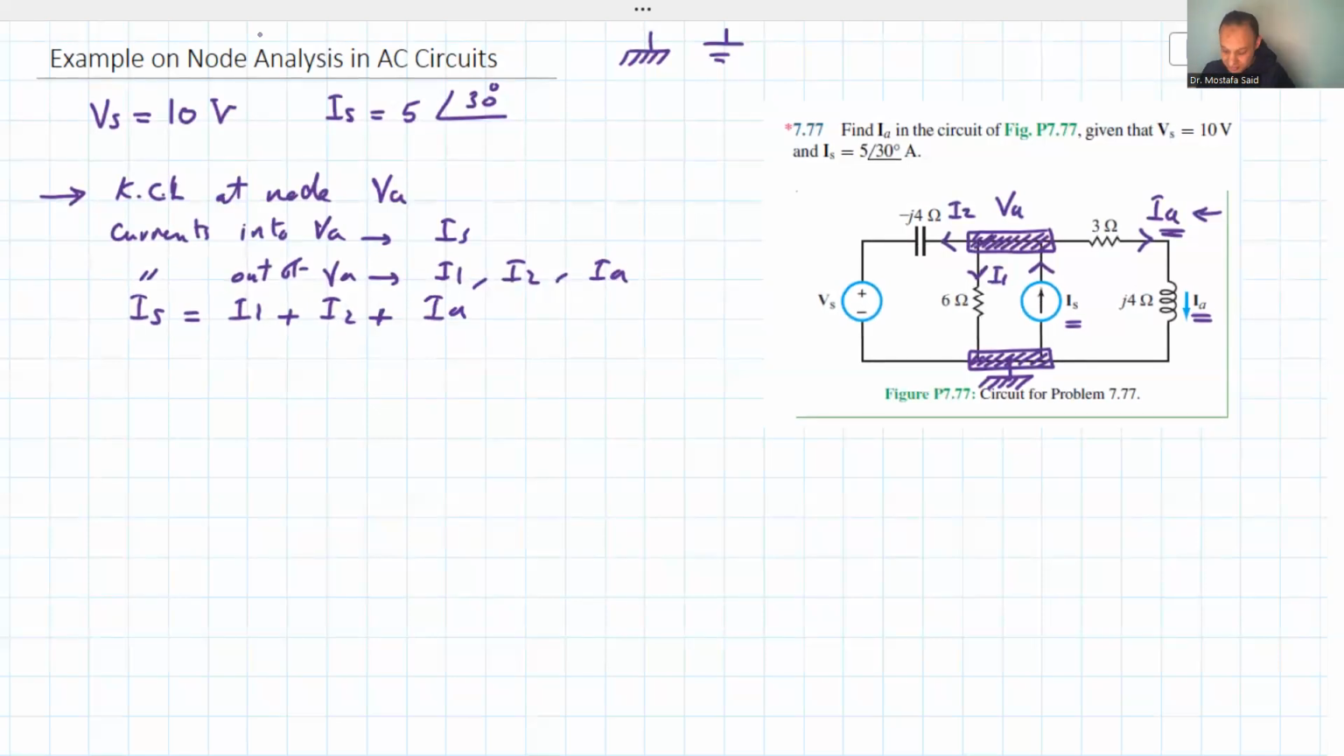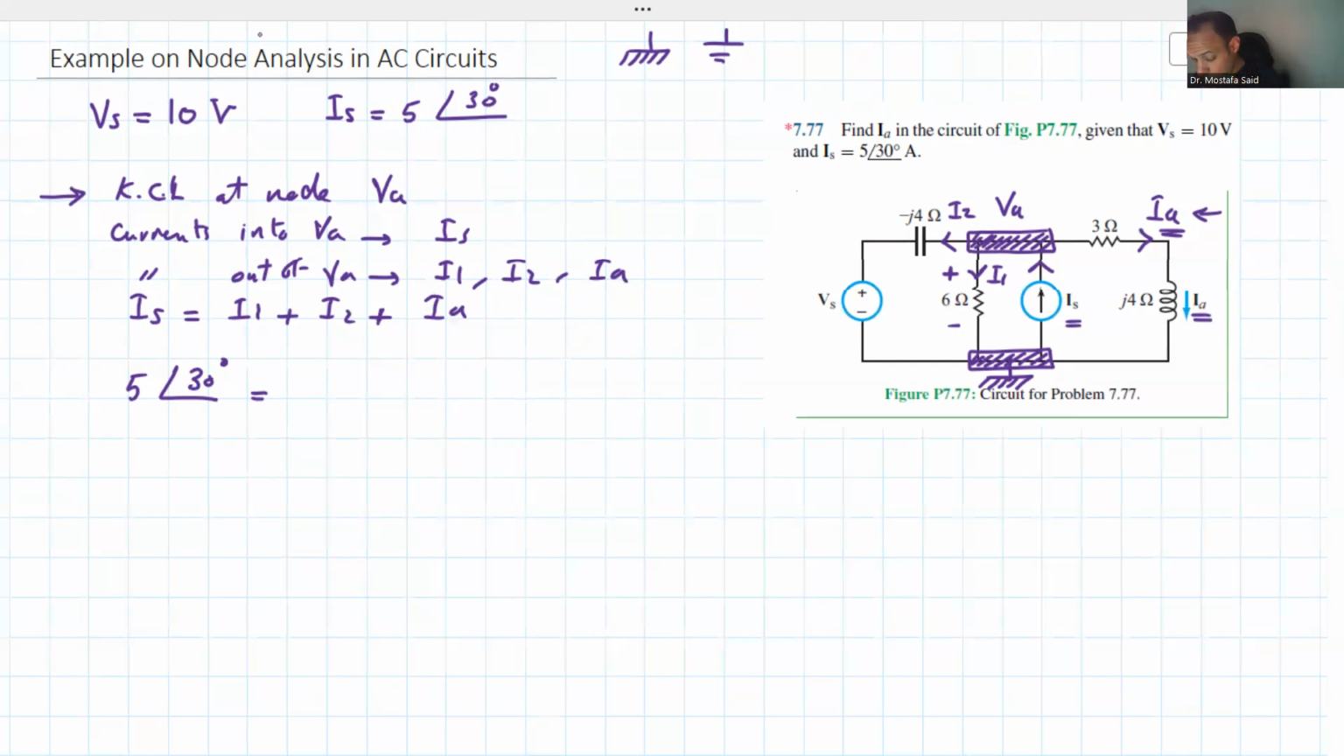Good. Very good. Okay. What is IS? IS is 5 angle 30. What is I1? I1 is the current flowing from VA to the ground. So if it's flowing in that way, we assume that this is the positive and this is the negative, because the current always flows from positive to negative of the resistance or any reactance in general.